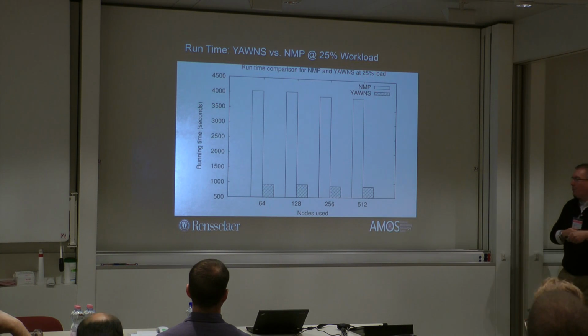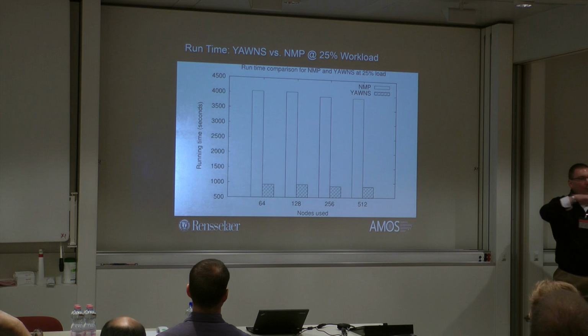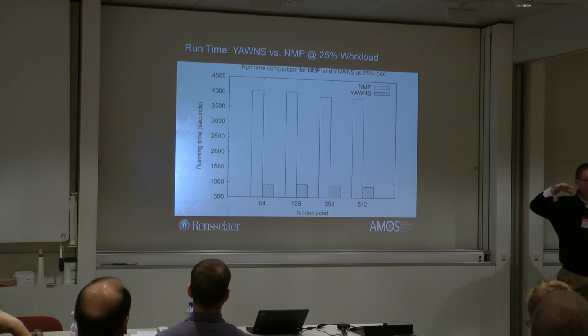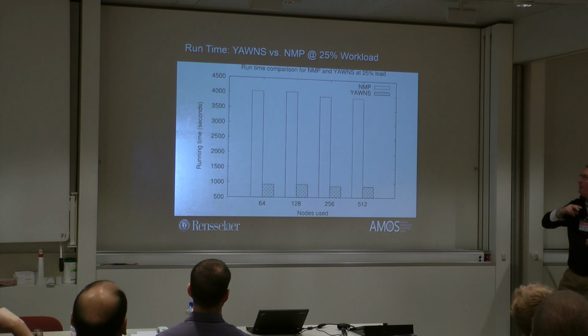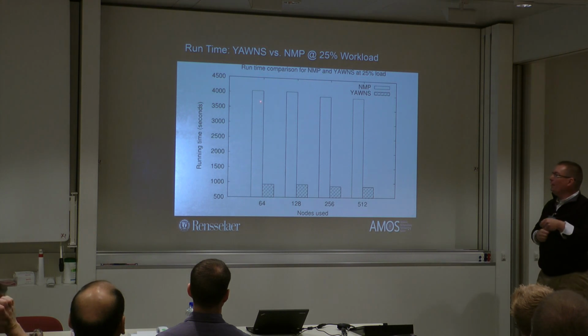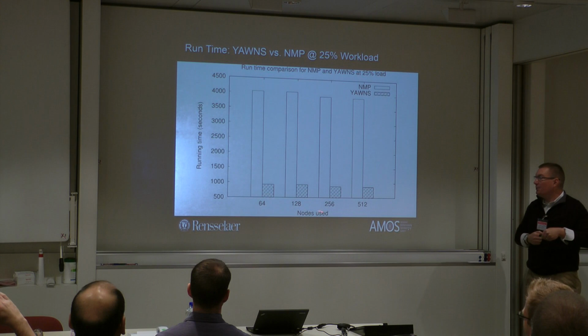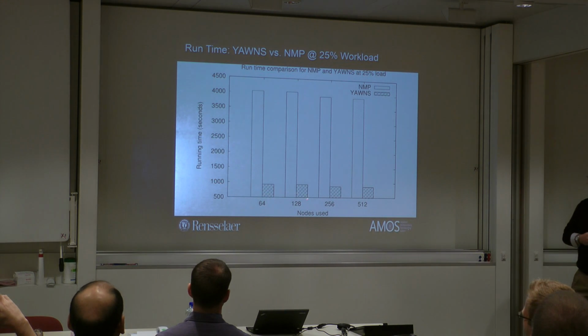What we're showing is we made the number of cores equal. We stayed at 1024 cores, right? I'm showing the null message protocol here, and this is YANS. We're seeing a substantial performance improvement, running in less than 1,000 seconds versus over 4,200 seconds or so for null message. This is at a 25% workload for the 64K fat tree simulation. Again, a substantial performance improvement here.